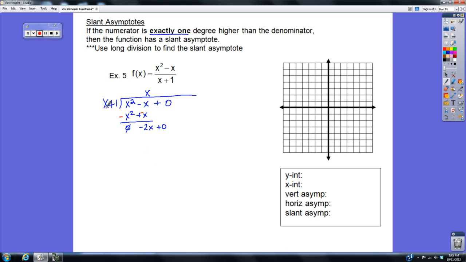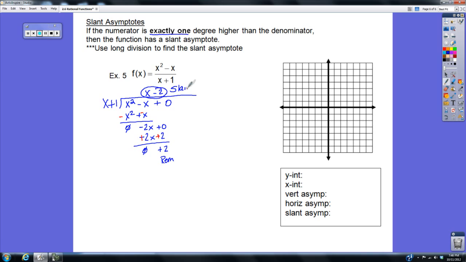What do you need to multiply x by to get negative 2x? Negative 2. Multiply. Negative 2x. Negative 2. You're subtracting, so distribute the negative sign. Those cancel. Get positive 2, and there's nothing else to bring down. When you're finding slant asymptotes, it doesn't matter about your remainder at all. Okay, it doesn't matter. This is what matters.